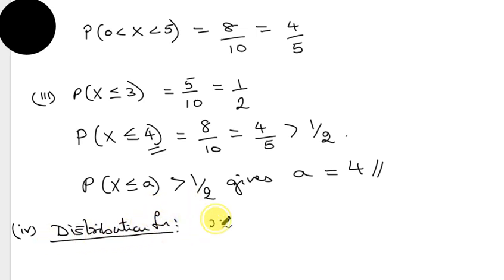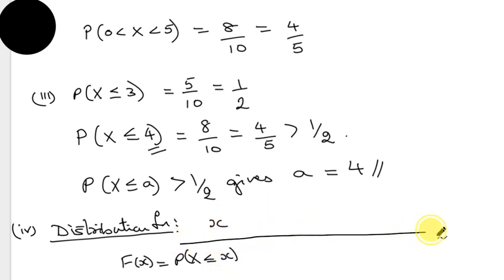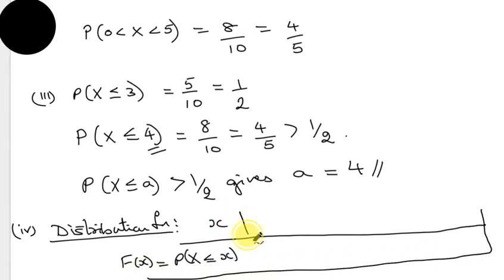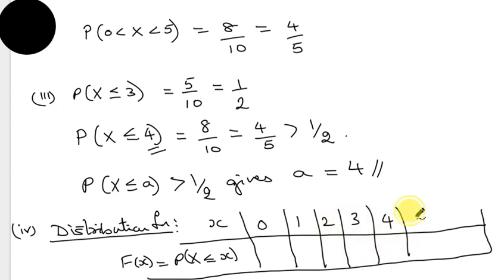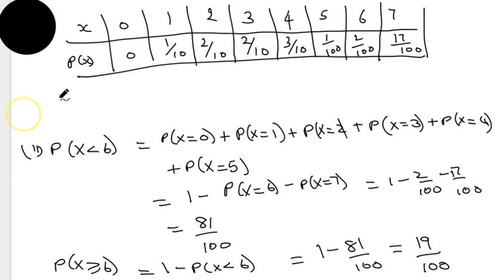Capital F. So I have x, I will have capital F of x, which is the probability of X less than or equal to x. Now let us try to evaluate this value. So I will have 0, 1, 2, 3, 4, 5, 6, 7. Before filling this up, let us trace it from the previous slide.